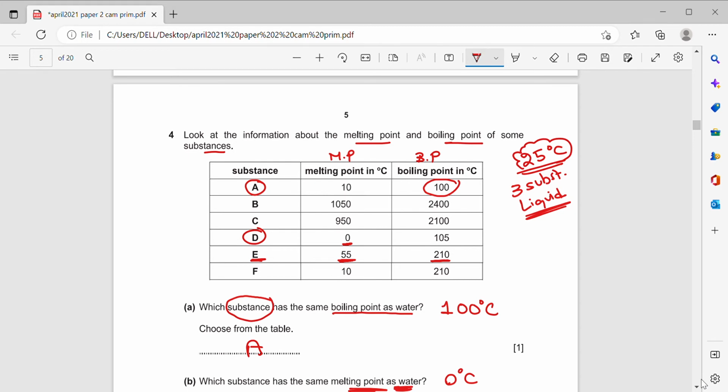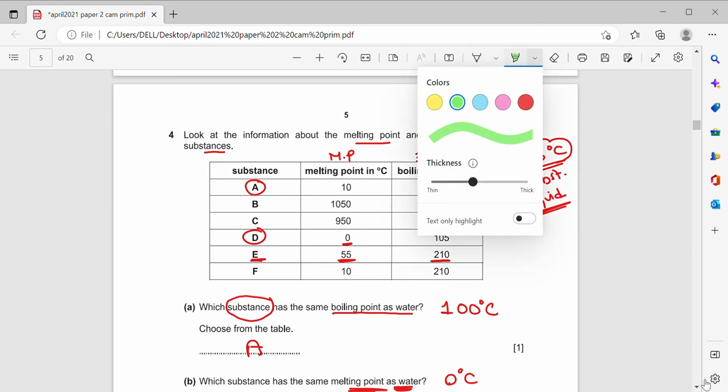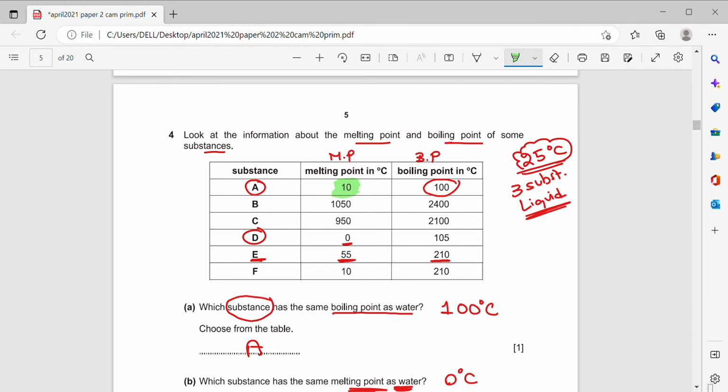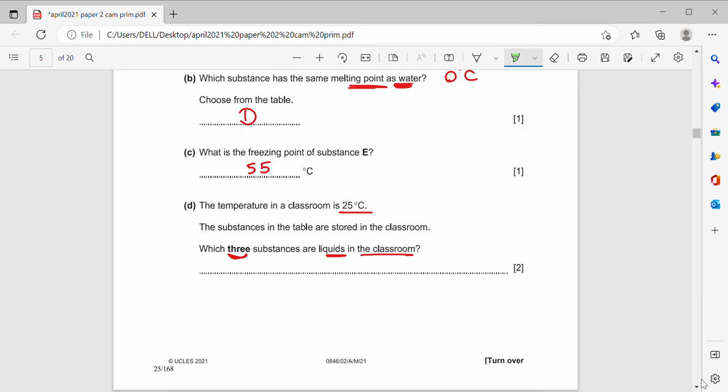Temperature 25 degrees. Okay, so which will be liquid? In other words, whose melting point is lower than 25. We find substance A here, melting at 10, and the room temperature is 25. Who else? I have substance D and also substance F at 10. Okay, so substances A, D and F.